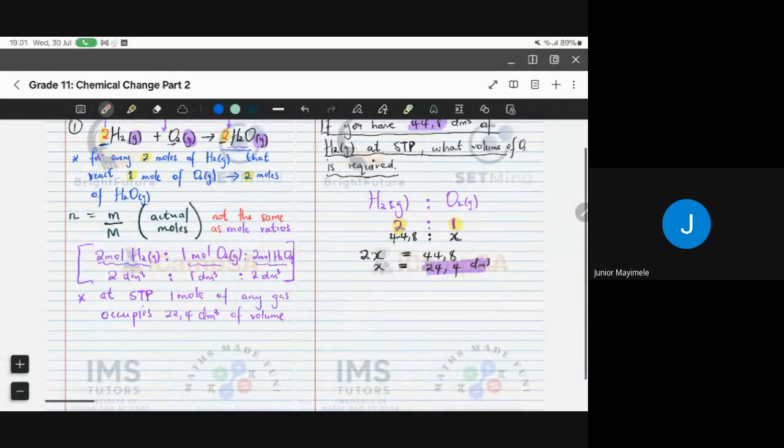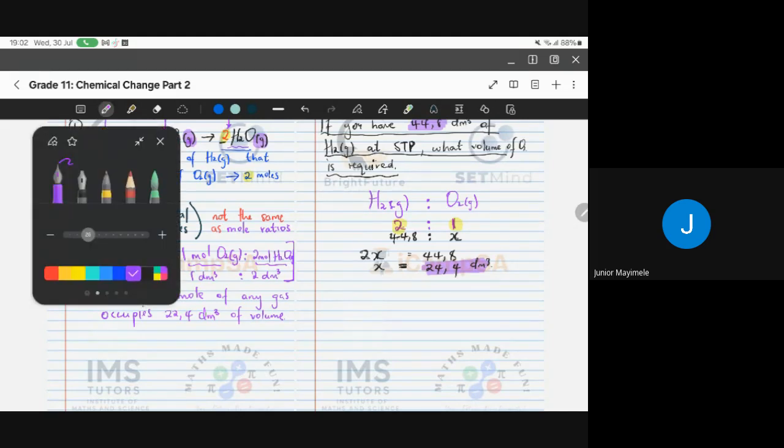Same as here. The mole ratio was 2:1, and now we have X being 22.4, right? If you divide 22.4 here, 22.4 here, you'll still get 2:1. So basically, the mole ratio and the volume ratio of gases at STP is the same, always. That's our first lesson of today.